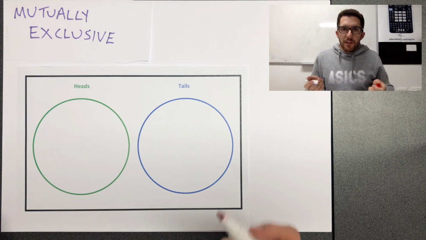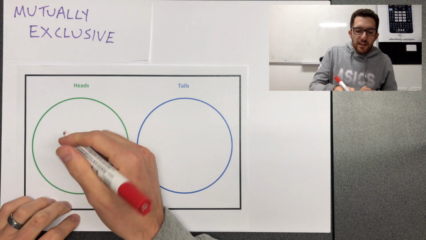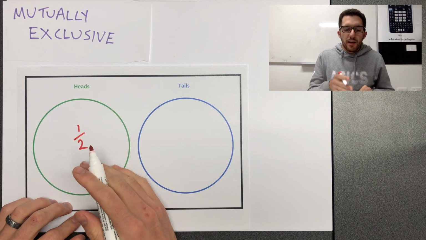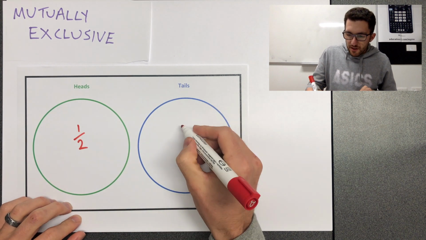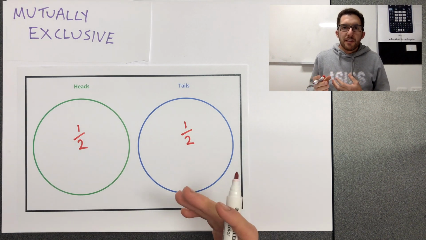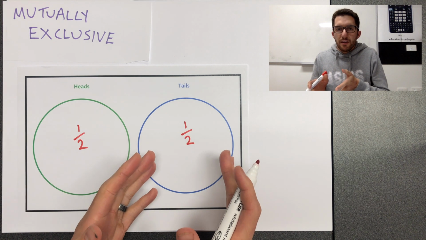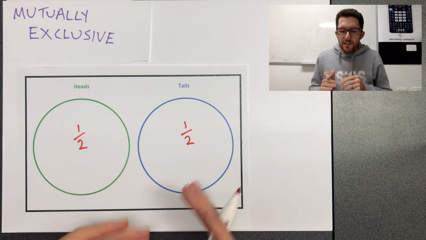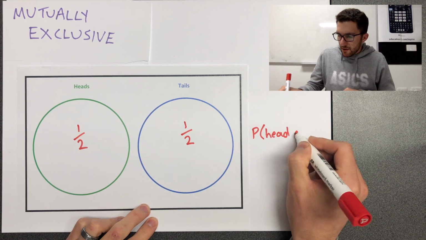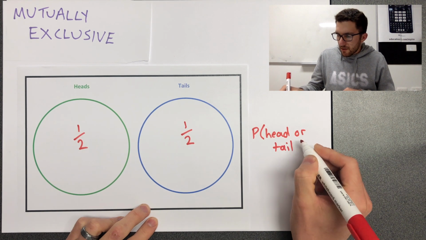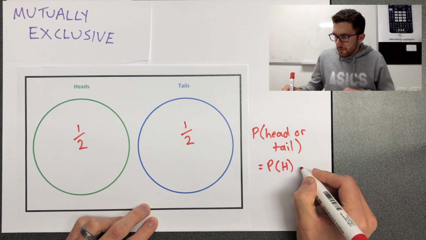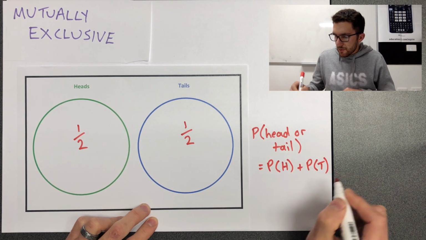When it comes to probability, we know that the chance of getting a head is 1 out of 2. There's 2 outcomes and the heads is one of those outcomes. Tails is also half, 1 out of 2. So what is the probability of getting a head or a tail? Well, we add those probabilities together. So the probability of head or tail equals the probability of getting a head plus the probability of getting a tail.